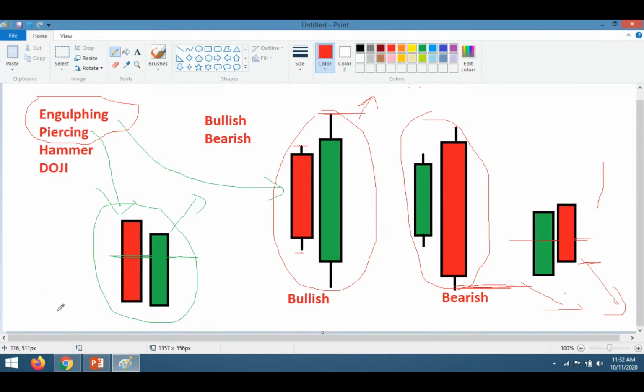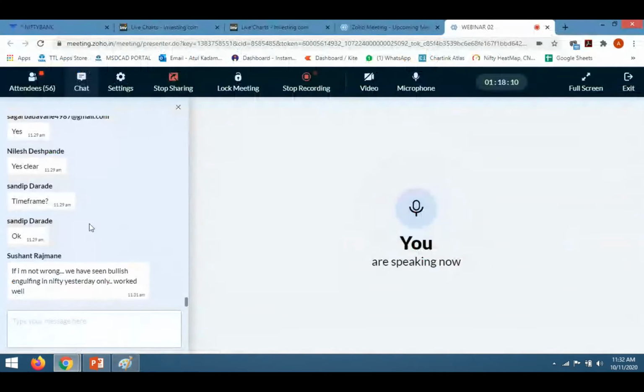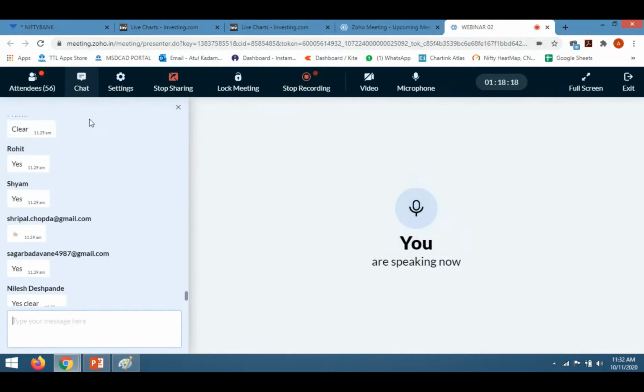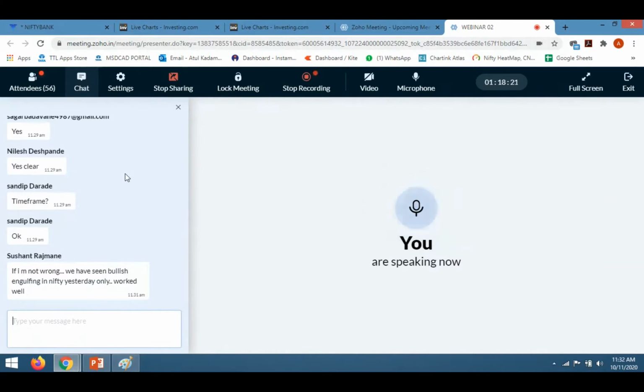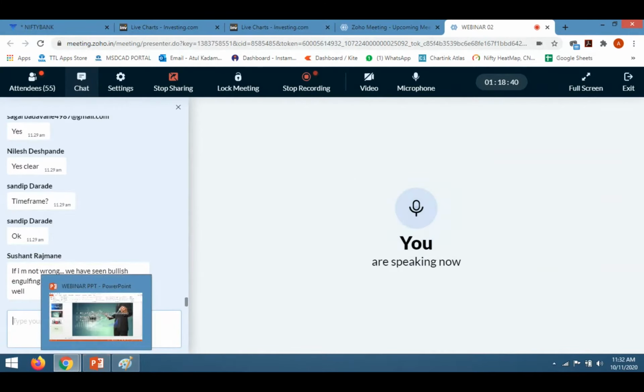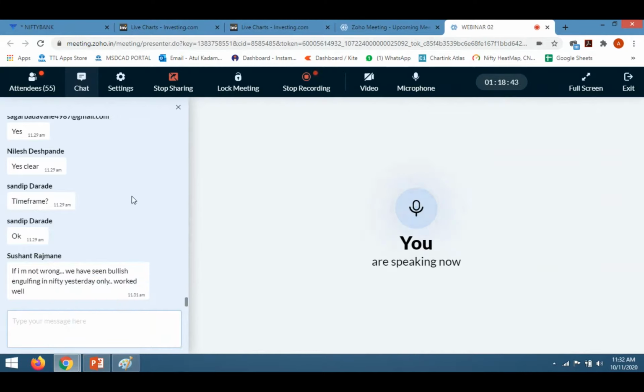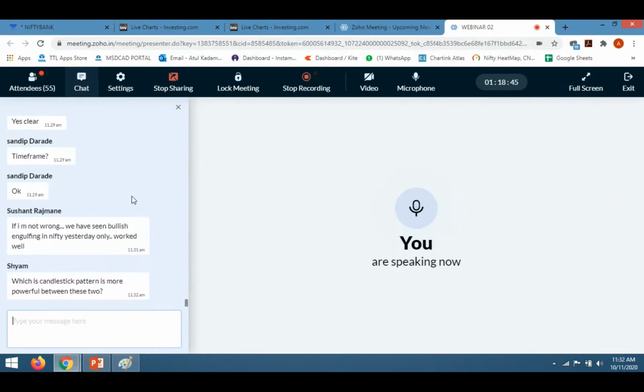So we'll go and see it in a chart. Definition clear, of course. Sushant, what is your question? Can you ask? No question. No, actually, we have seen in Nifty also, bullish engulfing, and it worked really well. No, you saw it in Nifty, but it depends upon the time frame. So we'll go to the chart and we'll see that. But just tell me, guys, are you clear with the definition? What is bullish engulfing, bearish engulfing, piercing, and so on? So put it in the chat box. I will go to the chart and explain how to use that.